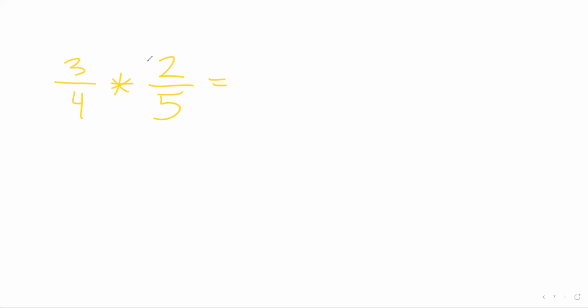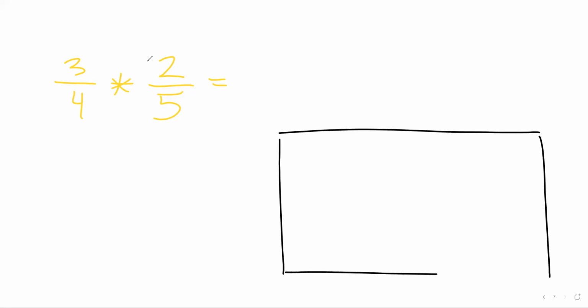So let's go ahead and do this, right? First things first, I'm multiplying 2 things together. So it helps to model that. And I'm going to model that as an array. And an array is built up of rows and columns. So the first thing I'm going to do, I call my first fraction my row, and my second fraction my columns.